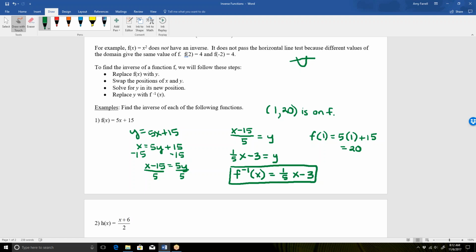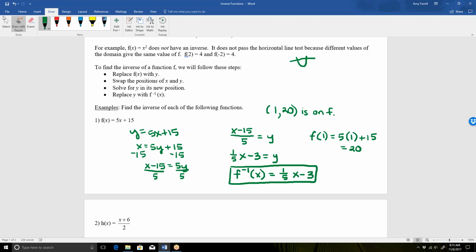Now, if these are truly inverse functions, then the point (20, 1), so I reverse the coordinates, because inverse functions are reflections about the line y equals x. So if the point (x, y) is on f, then the point (y, x), or in this case (20, 1), should be on the inverse function. So we need to figure out, is (20, 1) on f inverse of x?